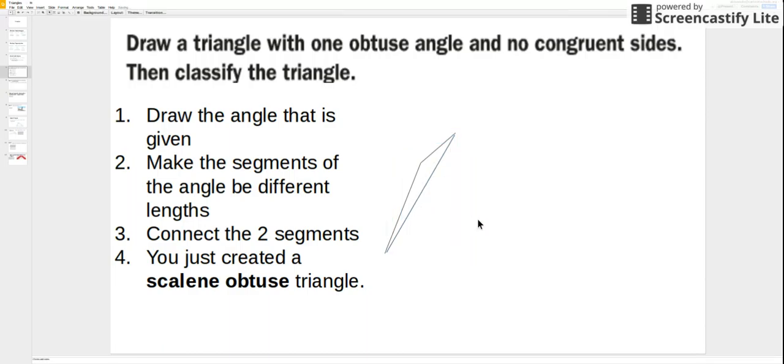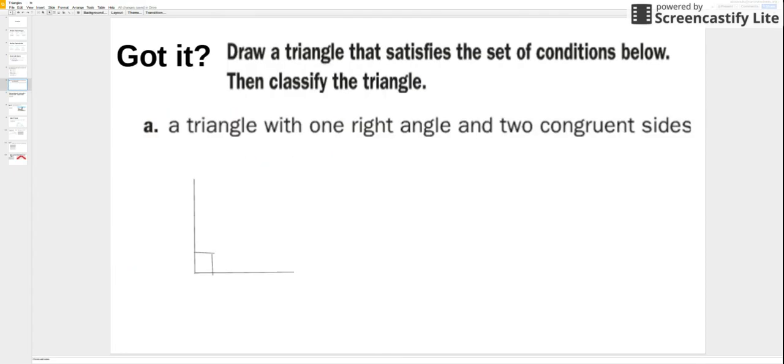All right, close enough. So now you just created a scalene obtuse triangle. Notice there's an obtuse angle. None of the sides are equal to each other. Therefore, it is a scalene obtuse triangle. Got it? Let's draw another triangle.